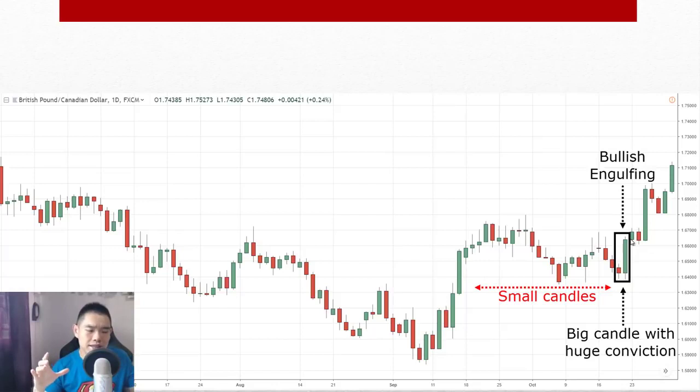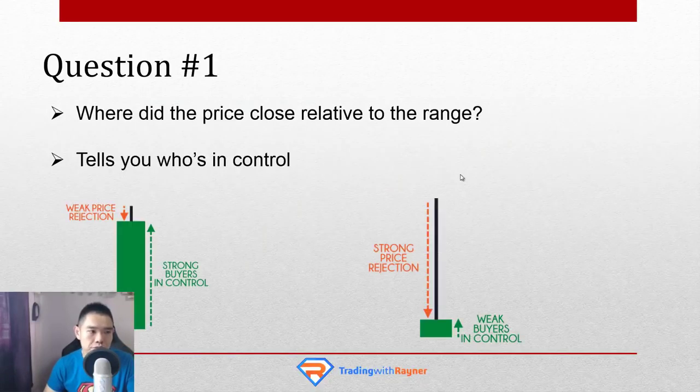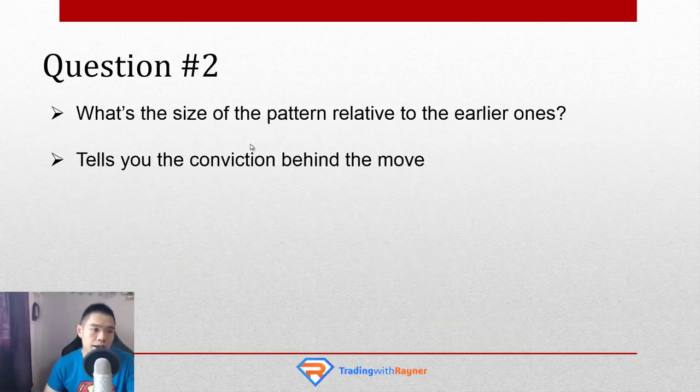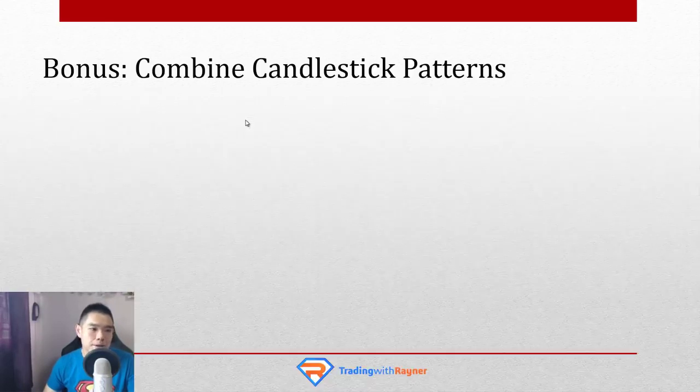Once you understand these two questions, you can pretty much read any candlestick pattern that you come across. Just remember the first question: where did the price close relative to the range? It tells you who's in control. And the second question is: what's the size of the pattern relative to the earlier ones? All right.